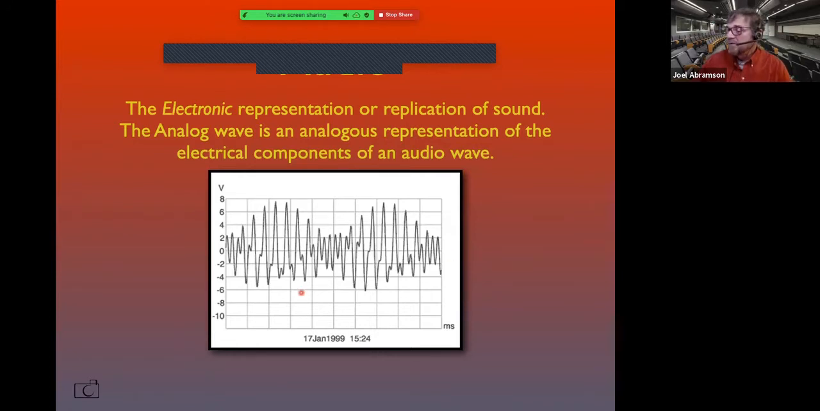And you may have seen waves like this. This is an analog wave. Now, you may have seen this on a digital device. That's okay, right? But the analog wave gets its name because it's analogous. It's an analogous representation of the electronic components of an audio wave.